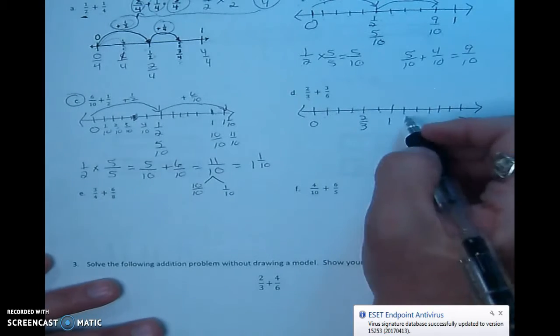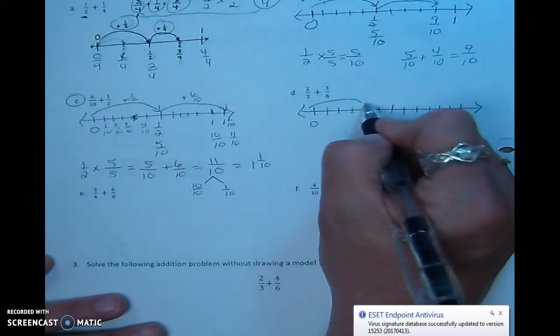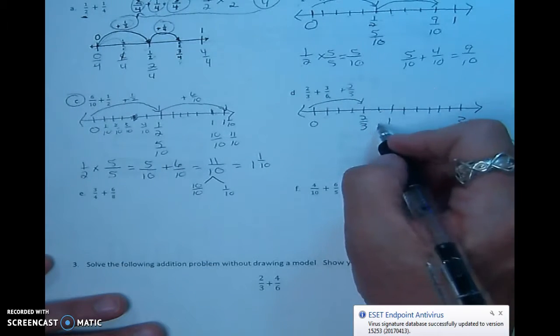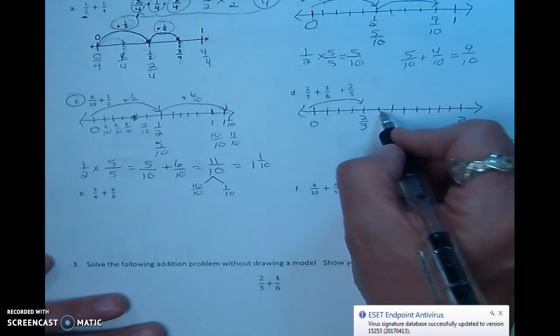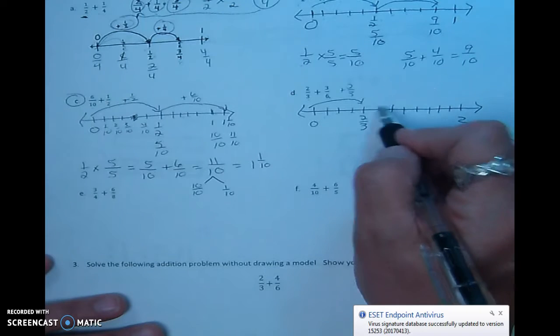Okay. Now, we went to 2/3. We need to go to 3/6. So we need to add 3/6. So 1, 2, 3, 6.